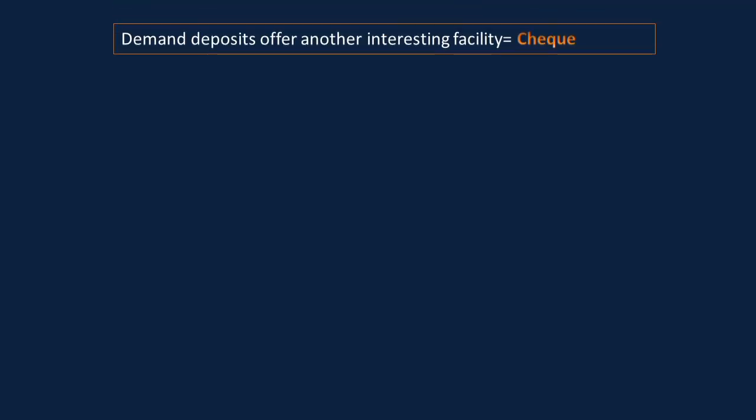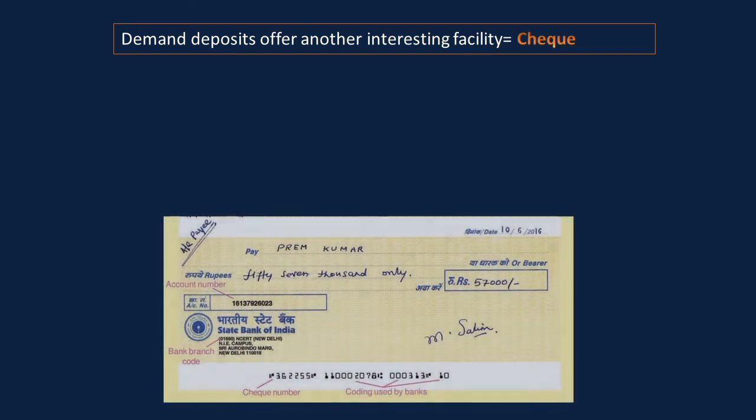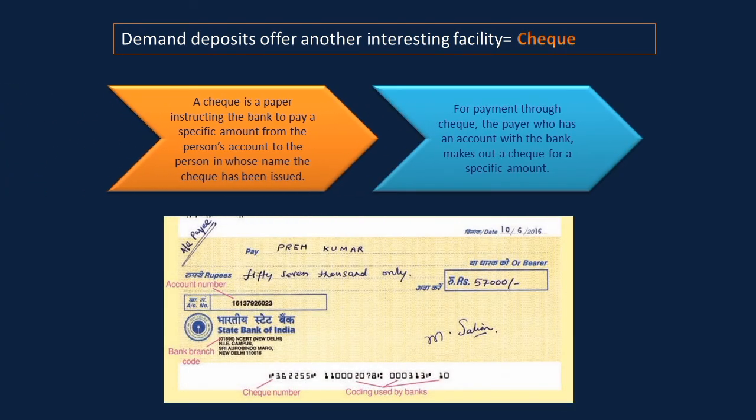Now another interesting facility which is so beneficial for us is the check with the demand deposit. As we have to withdraw when we want, there should be a medium through which we can withdraw the money. That is what is called a check. The check is a facility that a bank provides to us. A check is a paper. It's just a paper, but so important.